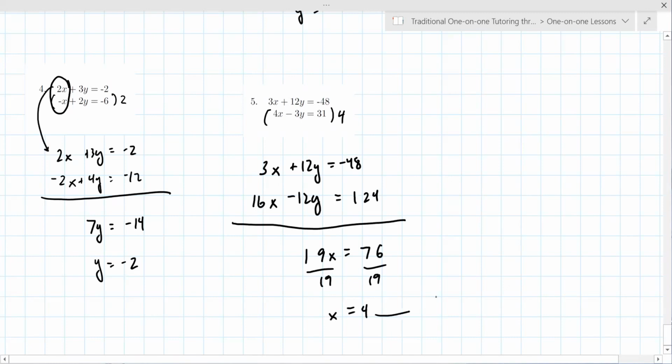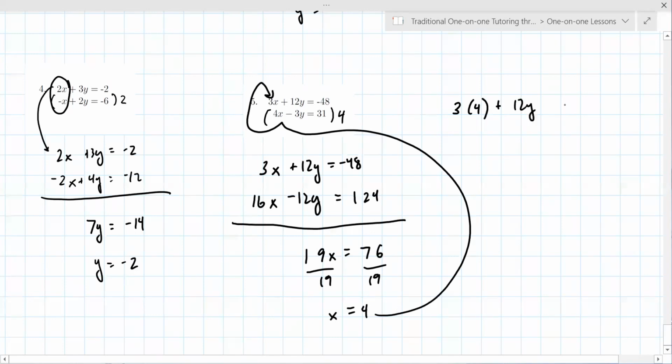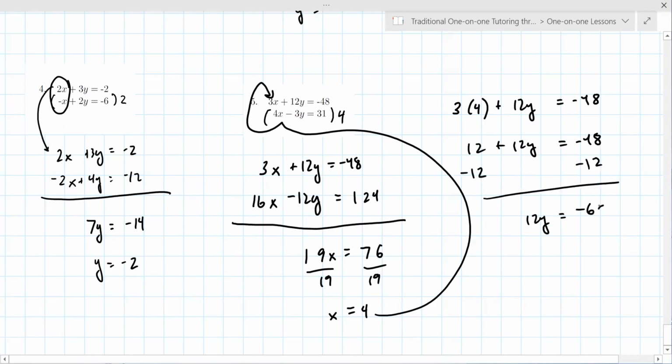And then you always go back and you take that number and you put it back into one equation. Let's go to the first equation this time. So 3 times 4 plus 12y equals minus 48. That's 12 plus 12y equals minus 48. Subtract 12, subtract 12. 12y equals minus 60. Divide by 12, divide by 12. Y equals minus 5.